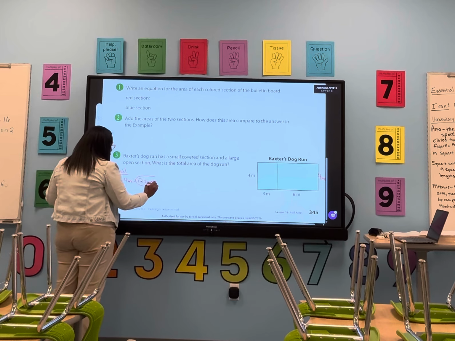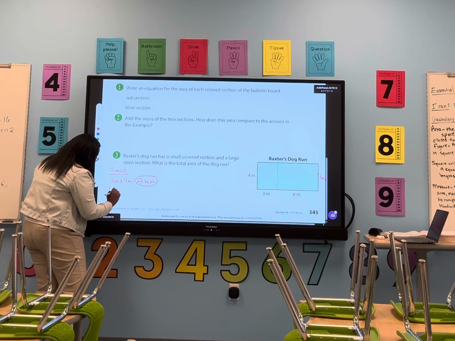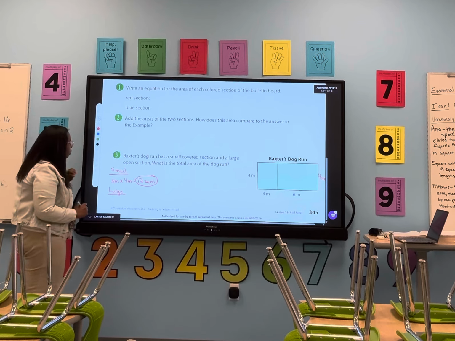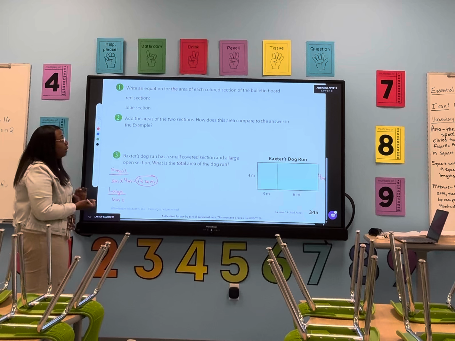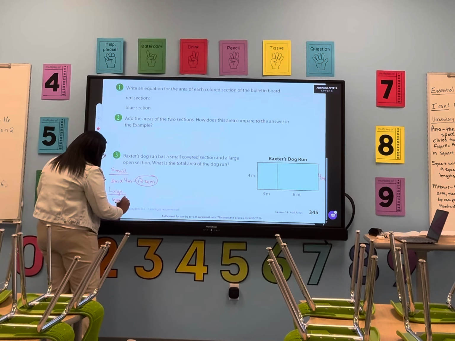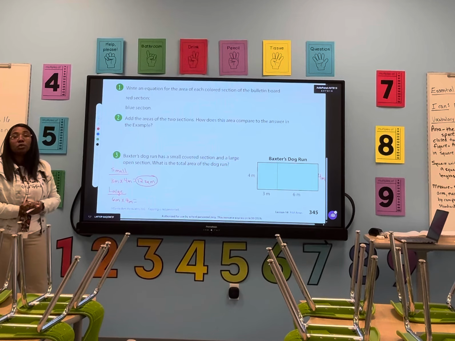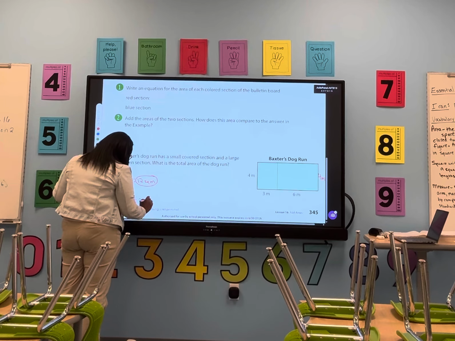Okay. Now let's go to the large one. So the large one has a length of 6 meters and a width of 4 meters. So when I multiply that one, 6 times 4 is going to give me 24. So I'm going to go ahead and put 24, and then my unit is square meters.